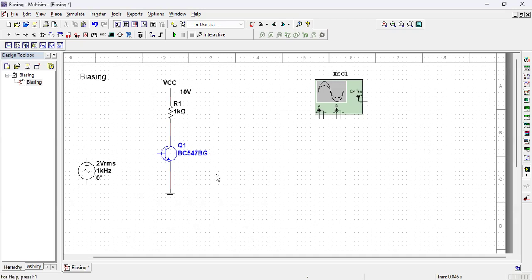And let us say the negative half cycle, if it is 2 volt RMS, then the peak is 2 multiplied by root 2, which is something like 3 volt peak. So what we can do is give a DC potential at the base of approximately 3 volt or more than 3 volt. Then what will happen?